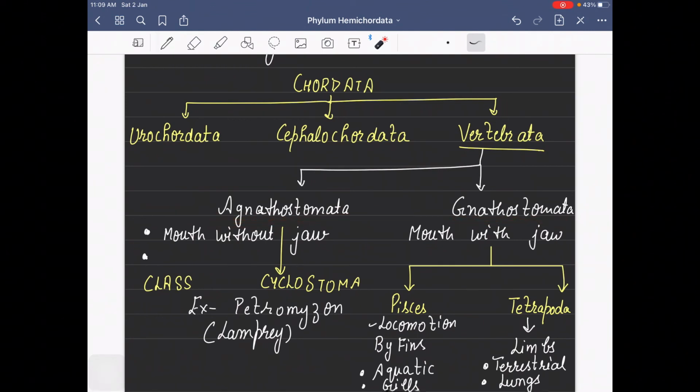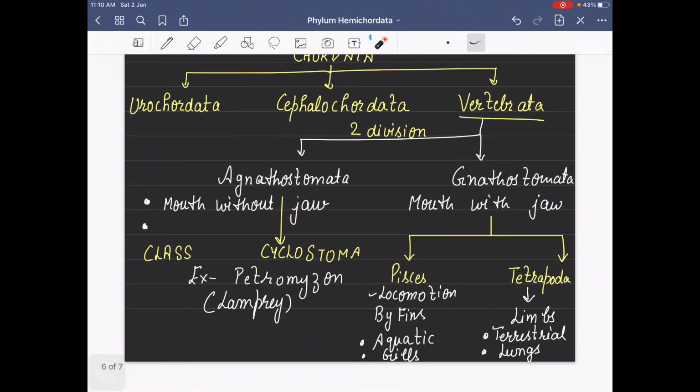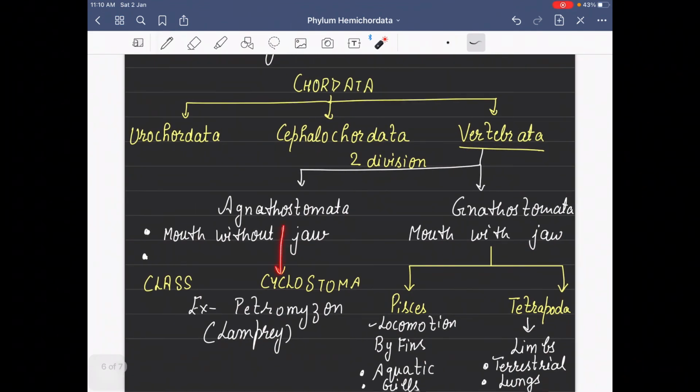A means absent, mouth without jaw. These are the two divisions of Vertebrata, Agnathostomata and Gnathostomata: mouth without jaw and mouth with jaw. Now Agnathostomata is further divided into only one very specific class, that is Cyclostomata. The example is Petromyzon, also known as lamprey.